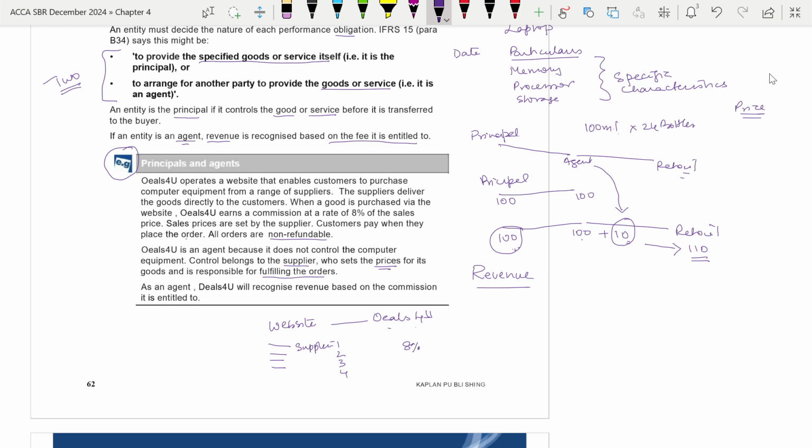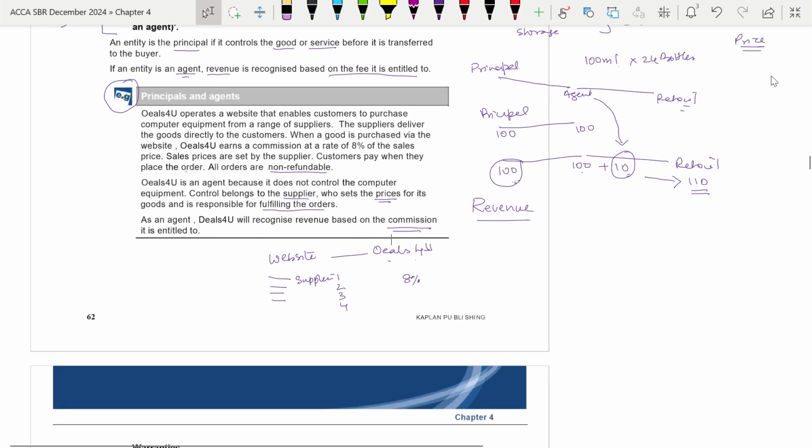As an agent, OILS for you will recognize revenue based on what? Based on the commission. How much is the commission for the agent? Commission for the agent is 8%. This is the revenue for the agent. Whatever the selling price is set, assume you are selling at a price of 100, take 100 plus 8. This is the revenue for the supplier, and this is the revenue for the agent.